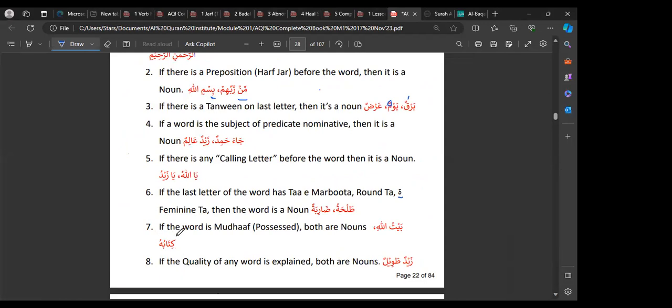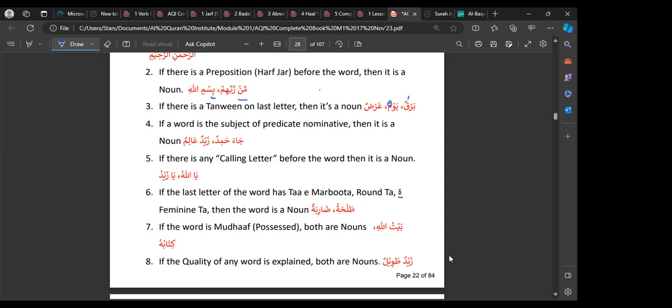similar to number 7, as in two words are connected together. When you have a noun and it's being described, the quality of the word is explained, i.e. it has an adjective. So Zaid is tall, or tall Zaid, in this case tall Zaid. Both of them will be nouns. The description, the sifat, has to be a noun as well. So tall, kind, strong, all of these descriptive words will be counted as nouns.